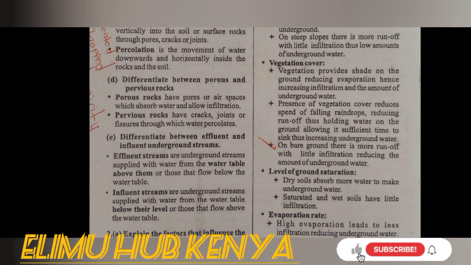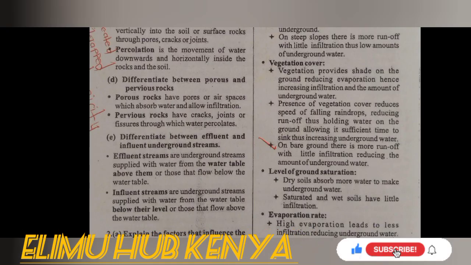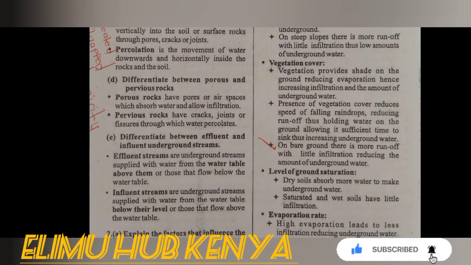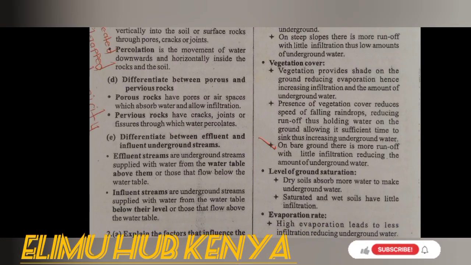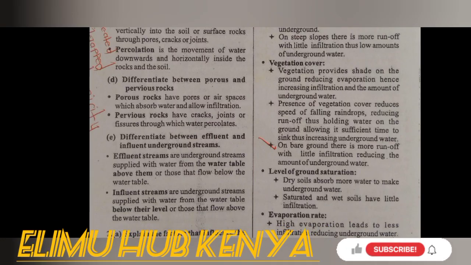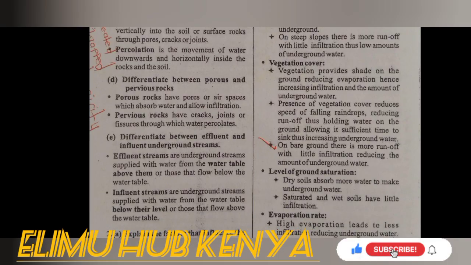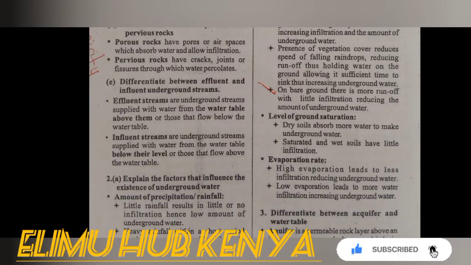water. On the negative bit, when an area without vegetation cover, bare grounds, normally has high amount of surface runoff, giving little time for infiltration to take place, and the end result of that is that there will be reduced amount of underground water.